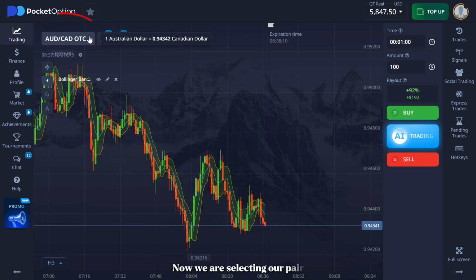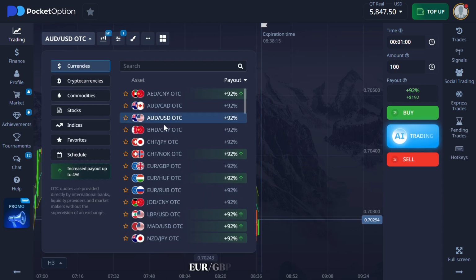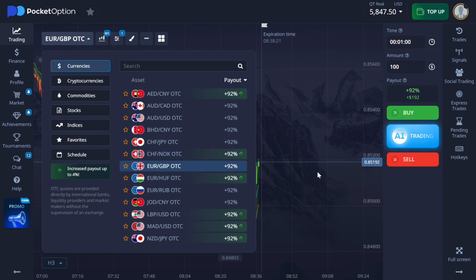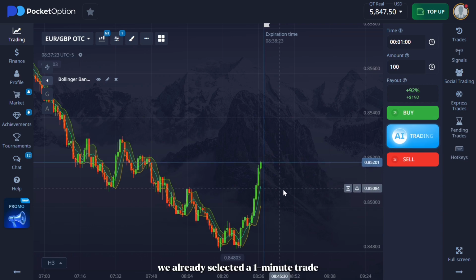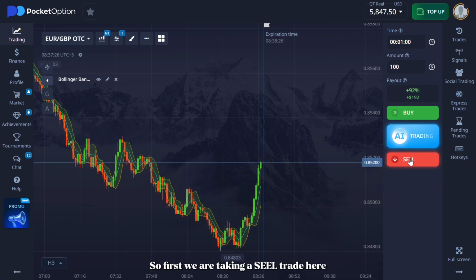Now we are selecting our pair, EUR GBP OTC market. And as you can see, we already selected a 1-minute trade. So first we are taking a sell trade here.